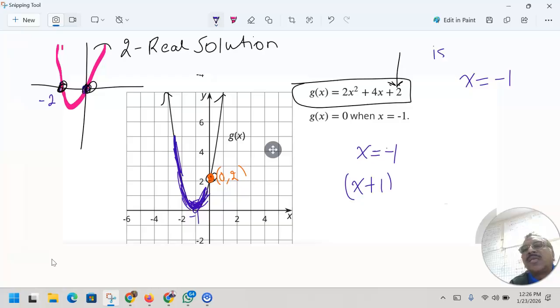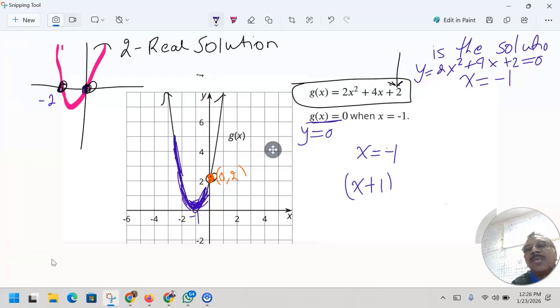This is the solution of the quadratic equation 2x squared plus 4x plus 2. If you put it equal to 0, it means you want to know when the output is going to be 0. So that's what that means. This g(x) that you see means you want to know when the output is going to be 0. But they already gave us the answer. This is x equals -1, but my question is, how many real zeros are there? It's the same real zero.